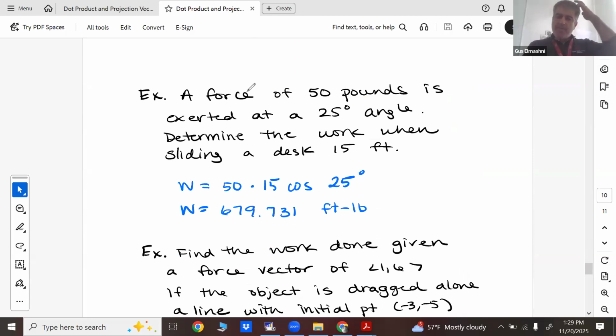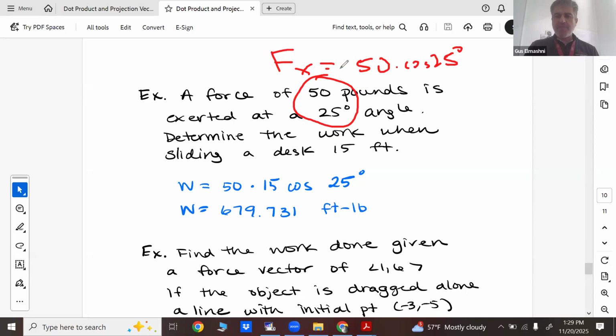A force of 50 pounds is exerted at an angle 25 degrees. Determine the work when sliding a desk 15 feet. Okay. So if you think about it, it's a pretty easy calculation. If you do 50 times cosine 25 degrees, that's going to be the force in the x direction. I call it Fx, the horizontal force. Fy is a vertical force. So you can just do that times 15.